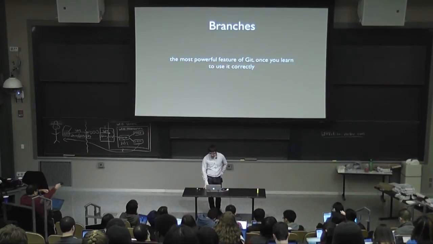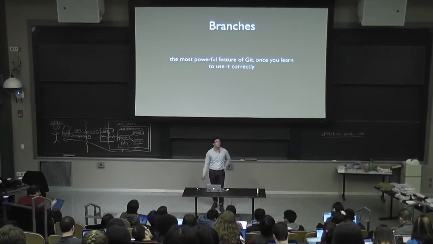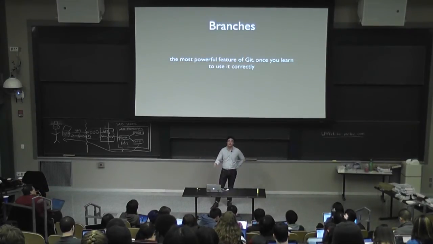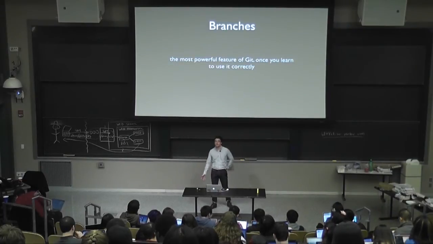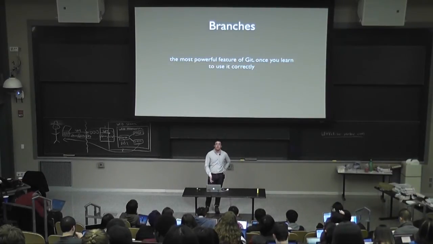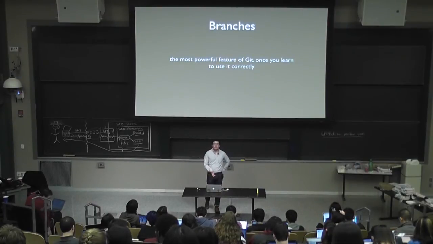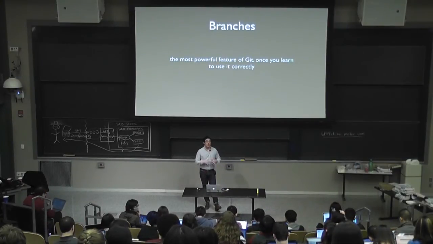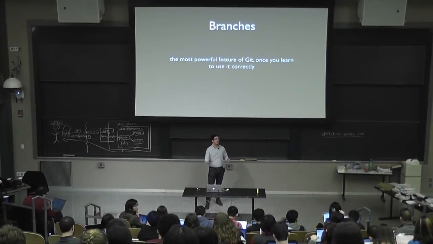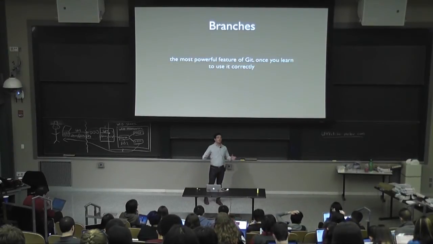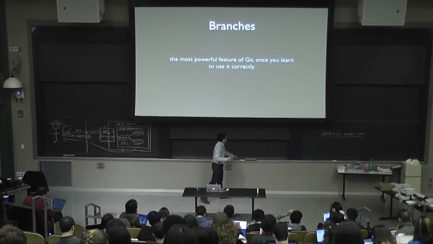So earlier I said that Git was like a tree, right? And nothing that we've done so far really looks like a tree. That's because we haven't really used branches yet. And branches, as I said, are basically just times when you want to try out something new, and you don't want that to affect what you've been doing.